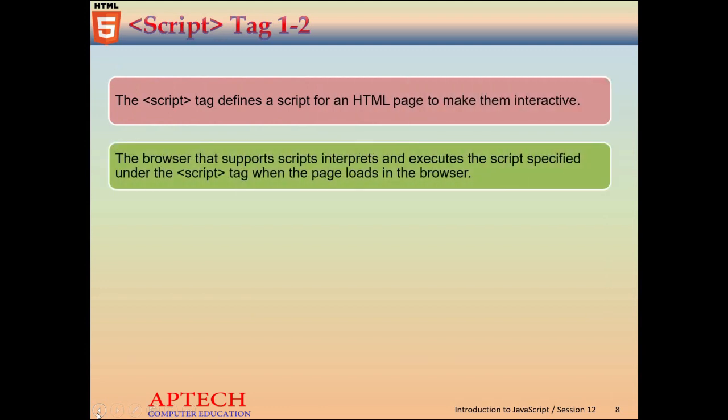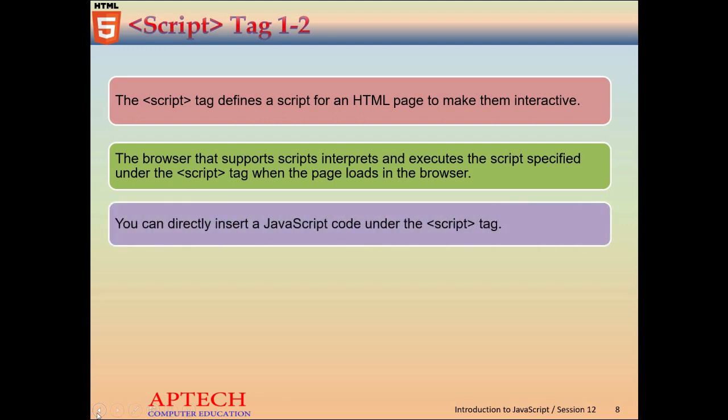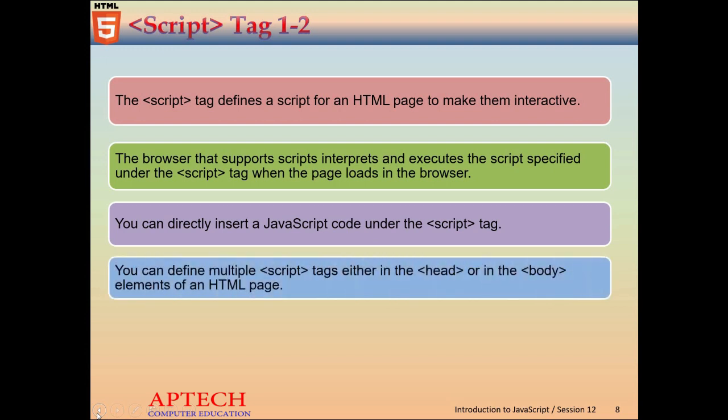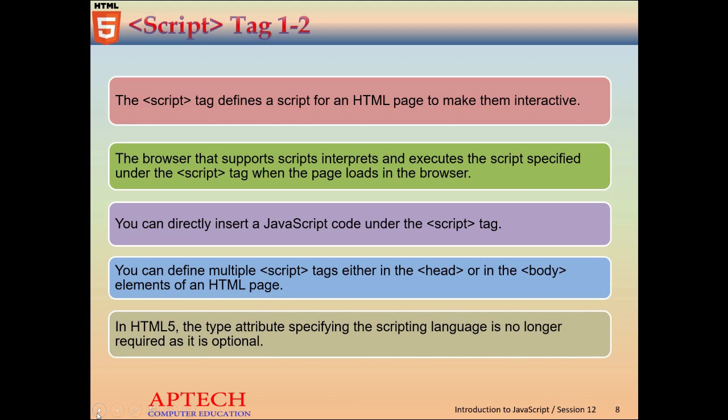So to implement JavaScript in a web page, we use the script tag. A script tag defines a script in an HTML page to make it interactive. The browser that supports script interprets and executes the script specified under the script tag when the page loads in the browser. You can directly insert JavaScript code using the script tag. You can define multiple script tags within the head or even in the body element of the HTML page.